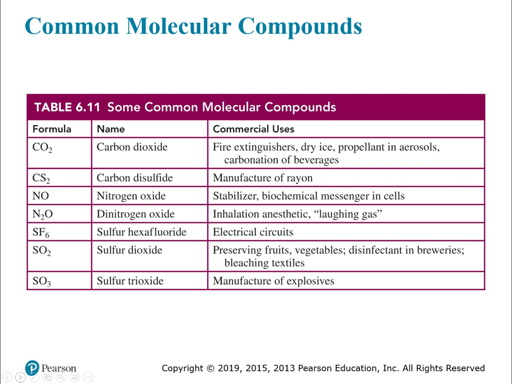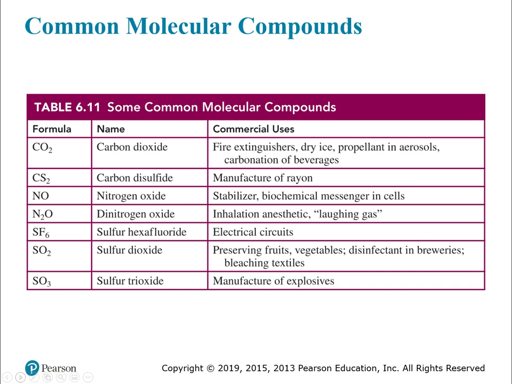This table has some names of common molecular compounds and some of their commercial uses. So carbon dioxide is actually in fire extinguishers. It's also dry ice. So when it is a solid, it's called dry ice. You carbonate beverages with it. We've got nitrogen oxide. It's a stabilizer. And it is a biochemical messenger in cells. It's important for dilation of blood vessels.